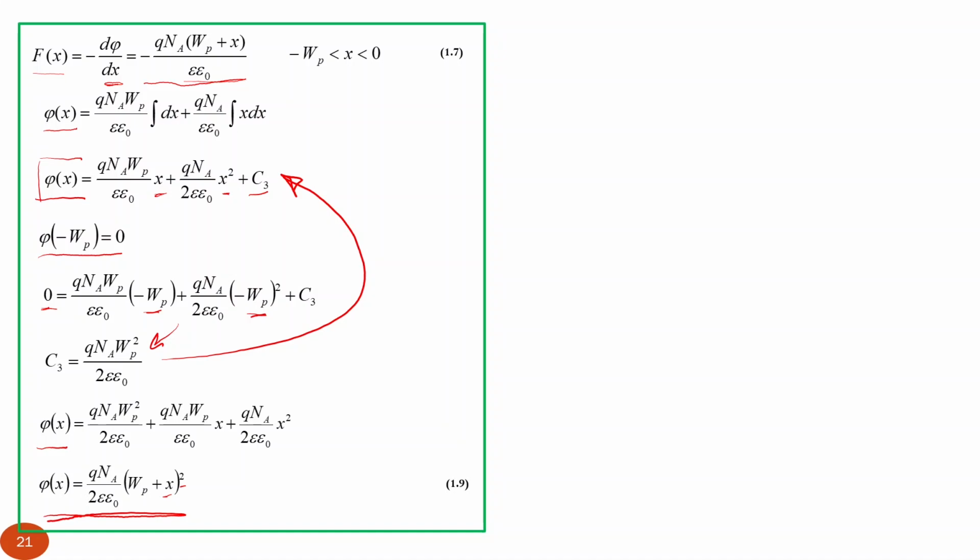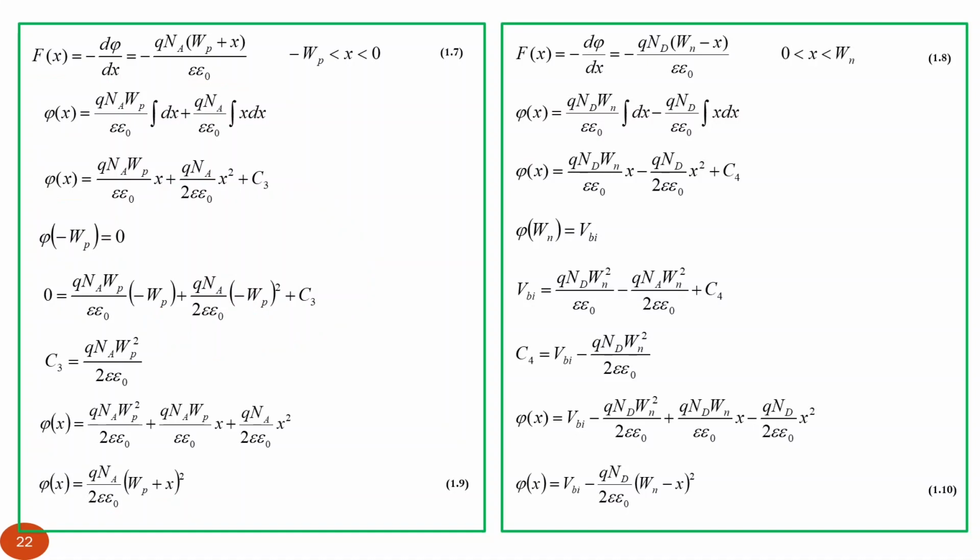We had linear distribution for electric field. Obviously, when we do one more integration, we get quadratic square dependence. So a similar procedure should be done for electrostatic potential distribution in the depletion region of n-type semiconductor. So we also integrate this expression for electrostatic field and get constant C4.